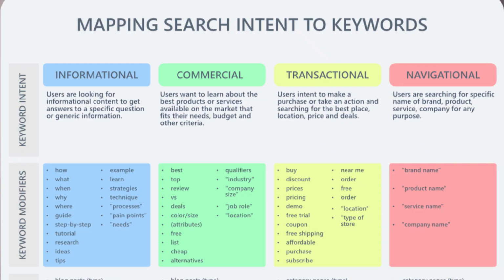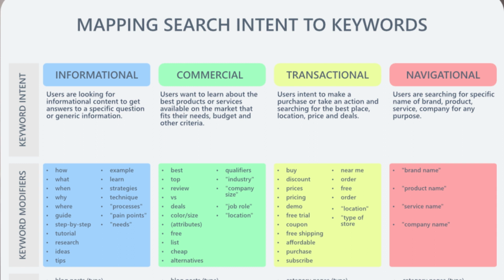The first one is informational keywords. These keywords are used by users to gather knowledge, information, or understanding about a specific topic or subject. They are typically used when users are seeking answers to specific questions or looking for general information.